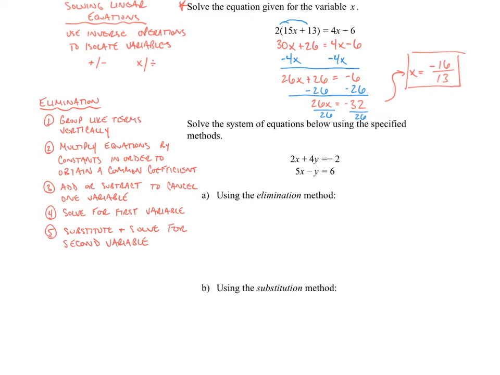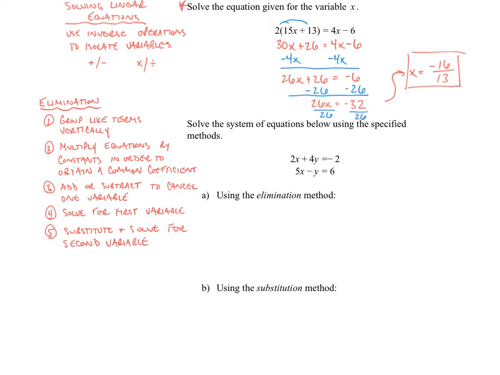So I've got my 2 equations, and the first thing I need to do is group them so that there are like terms vertically. And I already have that. I've got my x variables stacked above each other, my y variables above each other. I've got the equal signs and the constants all lined up. And that's important. So I could check that box. That's done. Then I need to multiply the equations by constants in order to obtain a common coefficient.